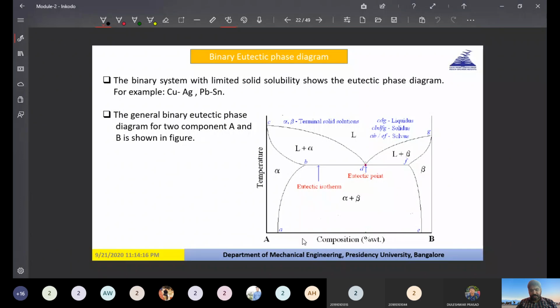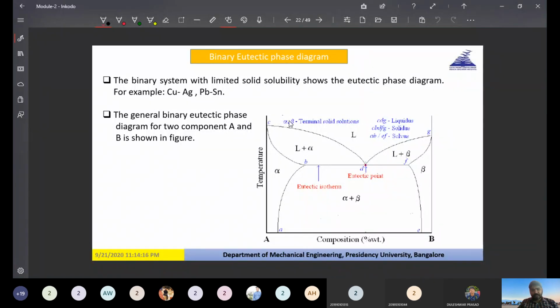This is the temperature axis and this is the composition axis. Here this line represents pure A, meaning at this point A is 100%, B is 0%. Now we keep on adding B, so the percentage of B is increasing along this composition axis. When you plot temperature and composition and the phases present in the system, you get this type of diagram, and this is known as the binary eutectic phase diagram. Whenever anybody asks you to draw the binary eutectic diagram, you are supposed to draw this type of diagram.